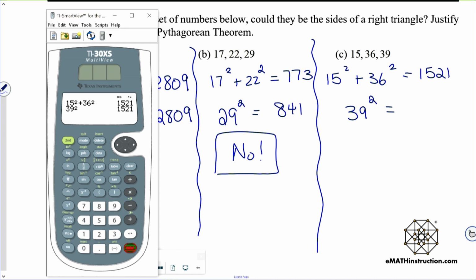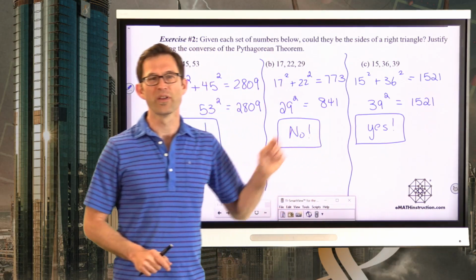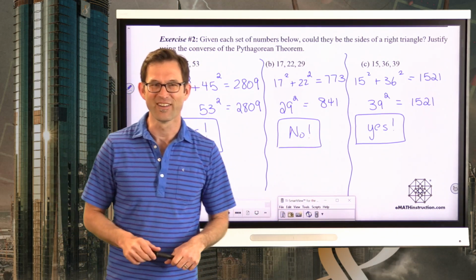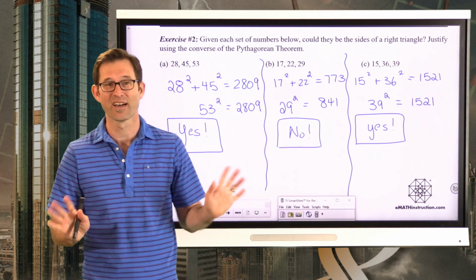39 squared, also 15, 21, so yes. You don't always have to put the exclamation point down, but I want to be very clear that I'm excited when three lengths could be the side lengths of a right triangle. I'm excited, and apparently I'm also excited when they can't. I'm just an excitable person.